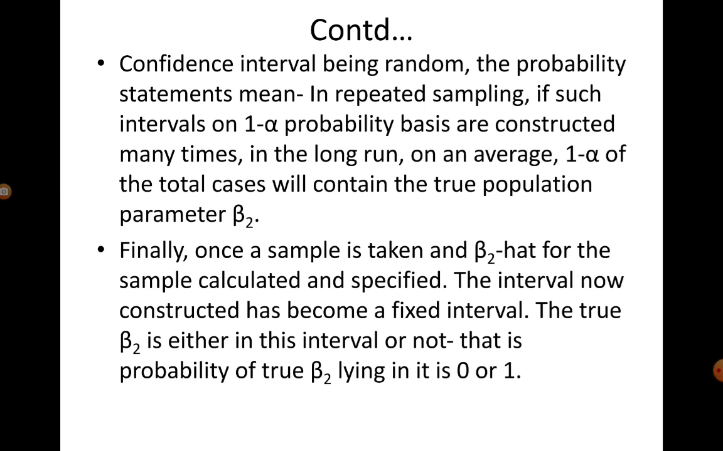So once a single sample has been specified, it will have a single beta 2 hat value and it will be associated with one and only one fixed confidence interval. Okay. So in a specific case, once you have created a specific fixed confidence interval, if the true beta 2 is inside the interval, we are saying the probability is 1 of beta 2 being inside. If the true beta 2 is not inside that fixed interval, the probability of true beta 2 being there is 0. Okay.